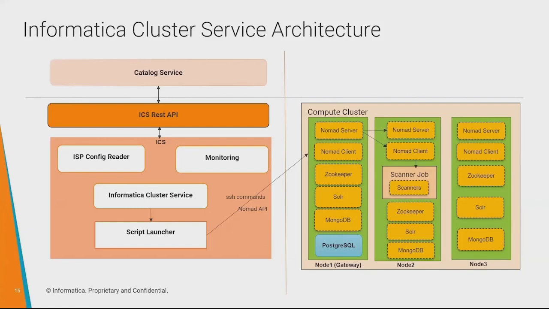So what happens when a scanner is run? When a scanner is run from the catalog service admin UI, it contacts the Informatica Cluster Service using the REST API that's exposed. And the Informatica Cluster Service contacts the Nomad-based compute cluster, and the scanner job gets executed in one of the processing nodes. Like I mentioned already, a processing node is a node where the Nomad client runs. In this case, the scanner job runs on node 2, where the Nomad client is running.